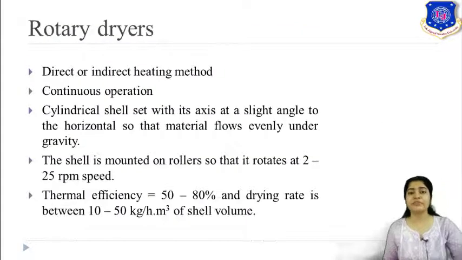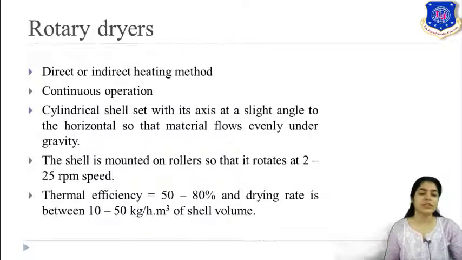Now the next type of dryer is your rotary dryer. It is one of the very important kinds of dryer. Now, the mode of operation is what? It is operated continuously, whereas your mode of heating can be direct and indirect, right? So, rotary dryer, from the word rotary you can see that it is a cylindrical shell. It is set with an axis at a slight angle to the horizontal so that material flows evenly under gravity.